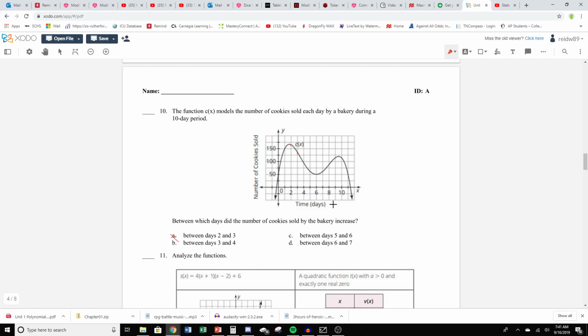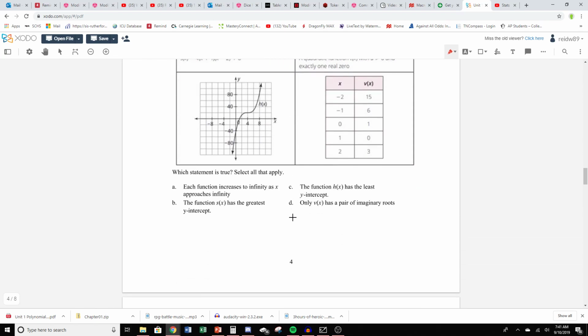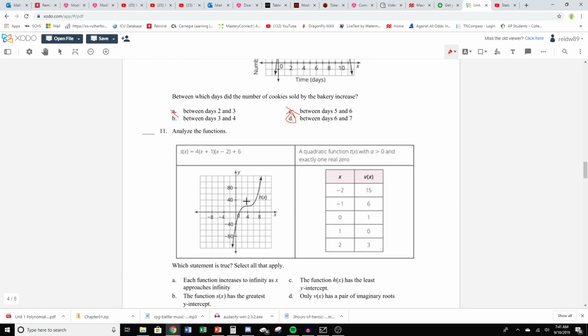Let's see, C between 5 and 6 days. So here's 5, here's 6. Definitely not between those. It's still going down. 3 and 4. So here's 3, here's 4, going down between those. And then 6 and 7. So here's 6. Up, here we go. As it goes from 6 to 7, it is starting to increase. Okay. So we are going to circle that one. All right. 2 more questions to look at, and we'll go back and figure out that rate of change one.